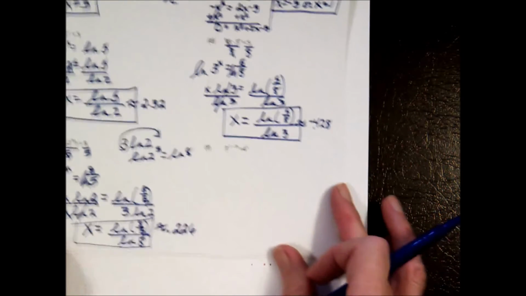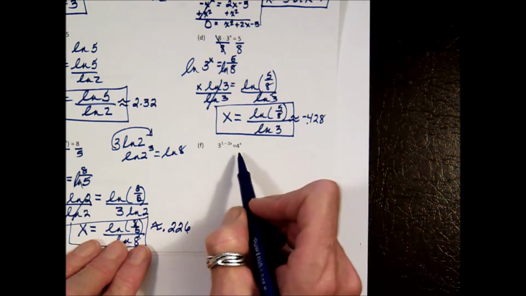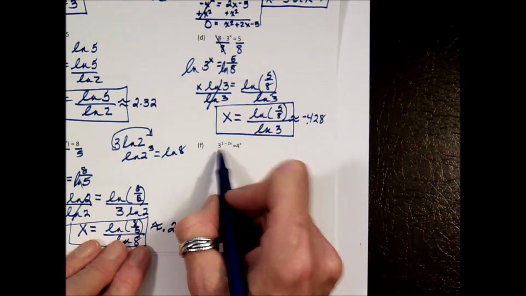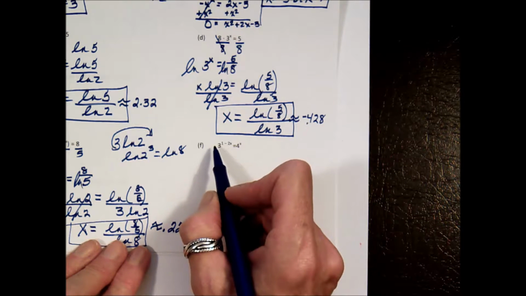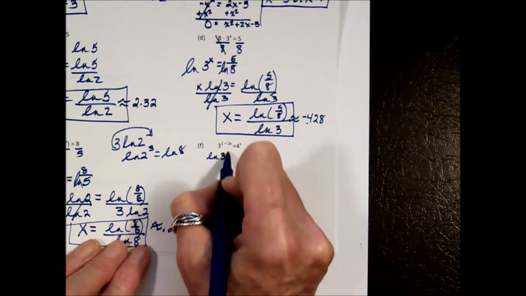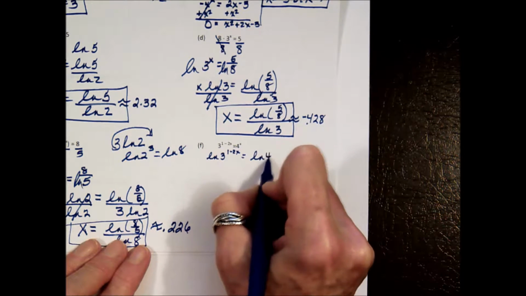All right, let's look at this last one of the exponential equations. We have 3 to the 1 minus 2x equals 4 to the x. I can't get 3 and 4 as the same base, because 4 is not a power of 3, or vice versa. So I'm going to take the ln of both sides. Ln of 3 to the 1 minus 2x equals ln of 4 to the x.